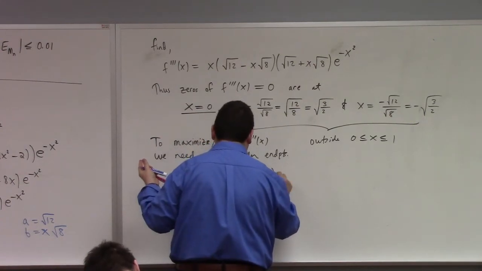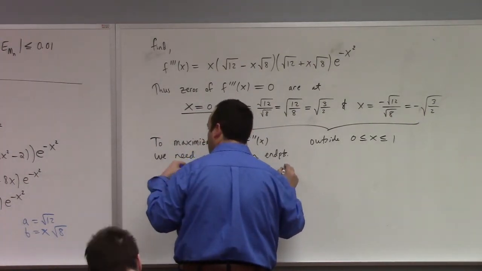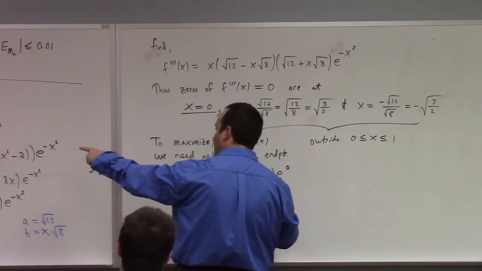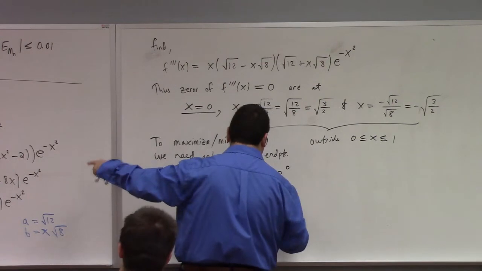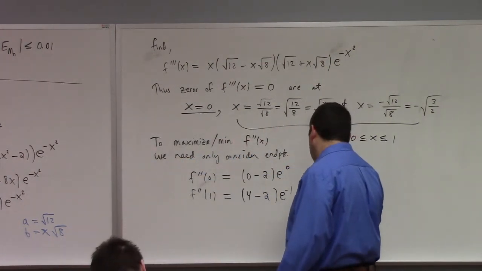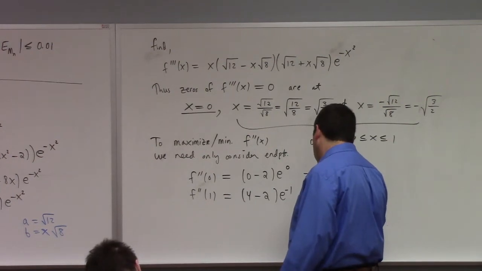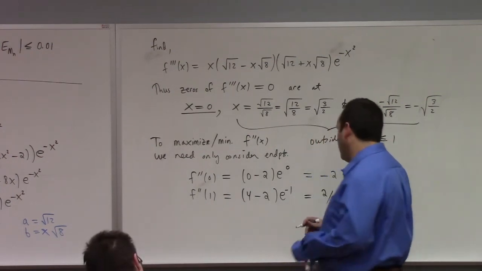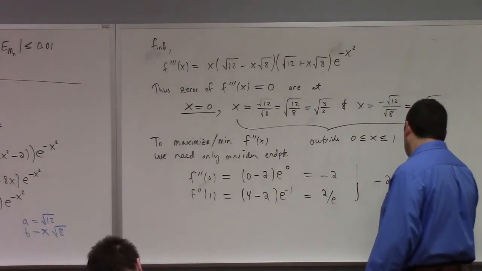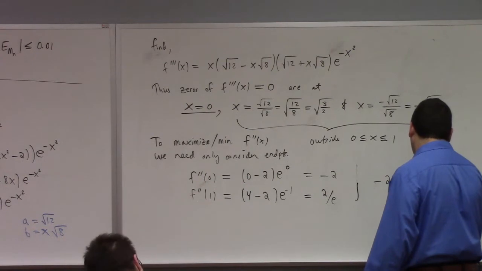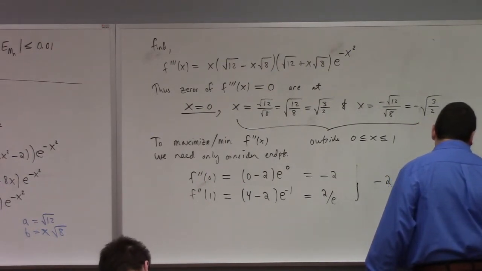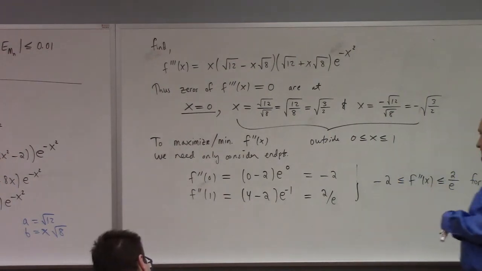Zero minus 2 times e to the 0, right? I'm using the second derivative. And then the other one is 4 minus 2 times e to the minus 1. So we've got a minus 2 for f prime prime of 0, and we've got a 2 over e for f prime prime of 1. And you put this together, you've got minus 2 is less than or equal to f prime prime of x is less than or equal to 2 over e, for 0 less than or equal to x less than or equal to 1.